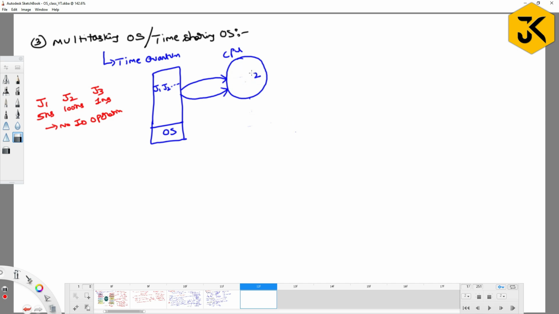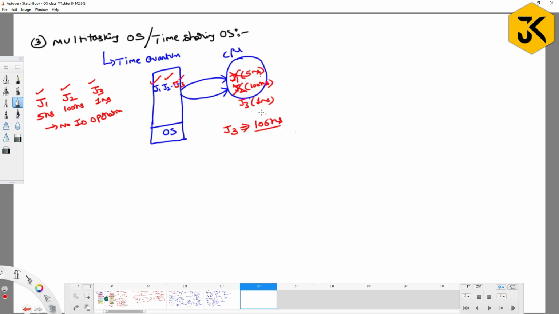According to multi-programming, J1 is loaded and completes its execution for 5 nanoseconds, then J1 comes out, then J2 will enter and execute 100 nanoseconds, then it will come out, then J3 will enter here and complete its task. So in order to complete the task of J3, how many nanoseconds has it taken? First J1 has to be done, J2 has to be done, then J3. So in total it is going to take 106 nanoseconds to complete the task of J3.